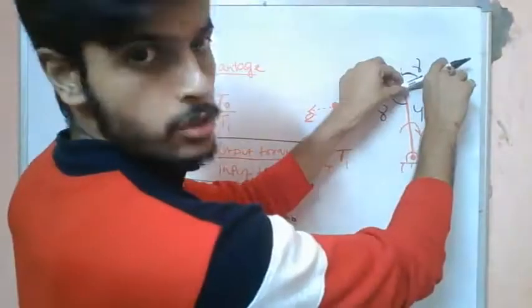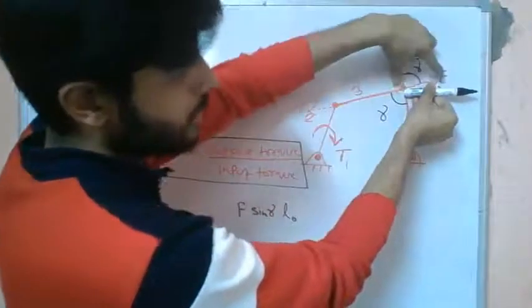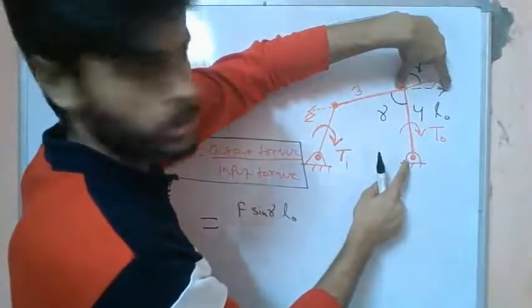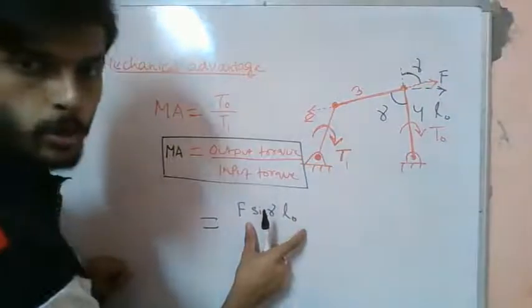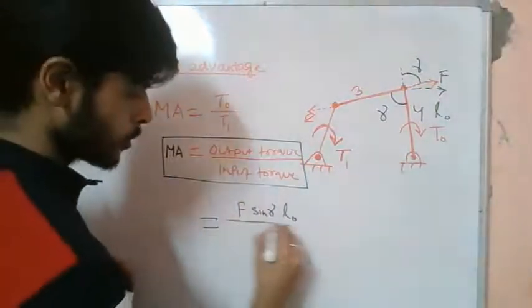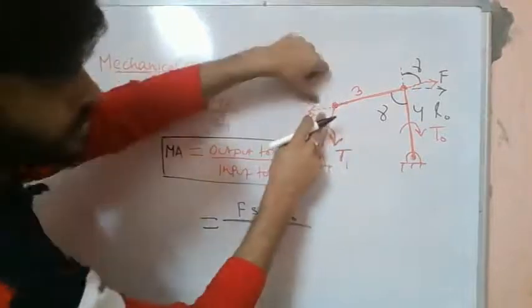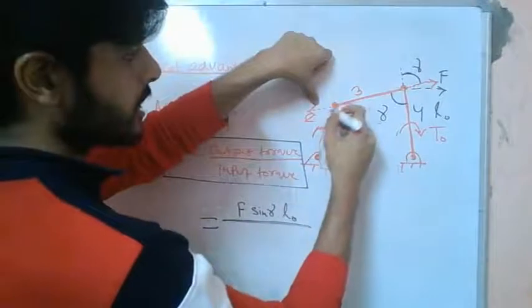The resolution is F cos gamma and F sin gamma, right? This F sin gamma will be creating a moment about this point. So F sin gamma times the link length L output is the moment about this point. This is the output moment or torque, divided by the input torque, right? The input torque is equal to this resisting force times its perpendicular distance.